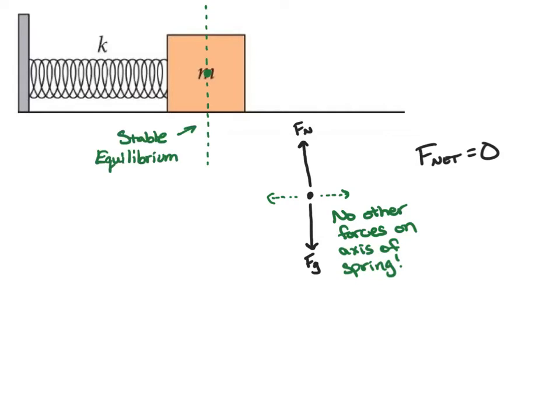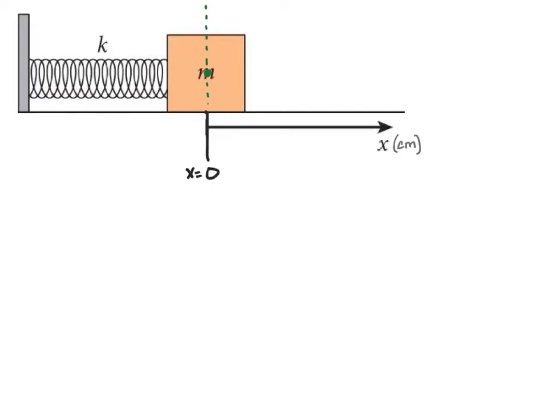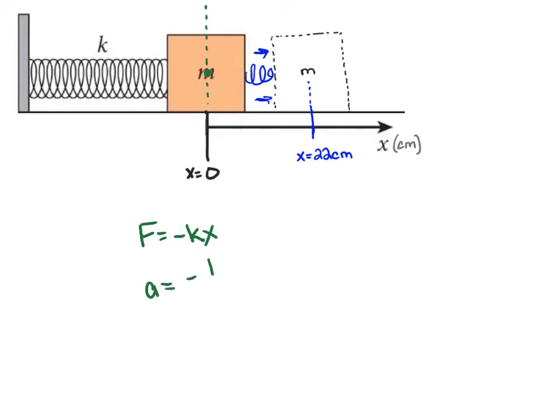For the horizontal mass and spring system, since there are no additional forces along the same axis as the spring, the relaxed spring length will determine the block's equilibrium point. We can set our coordinate axis so that x equals 0 is located at this equilibrium point. Then the displacement of the block from equilibrium can easily be described by the x-coordinate of the center of the block. This gives us our familiar equations for the force due to the spring, F equals negative kx, and the equation of motion for the oscillating block, a equals negative k over m times x.